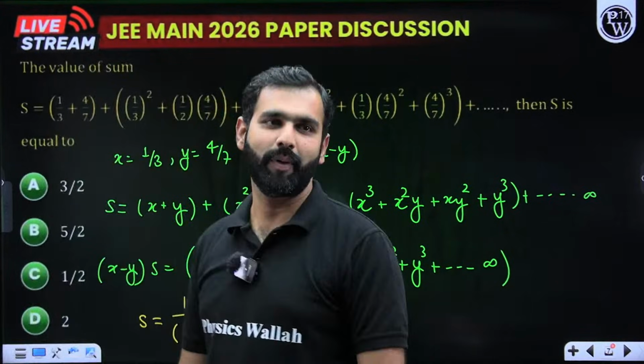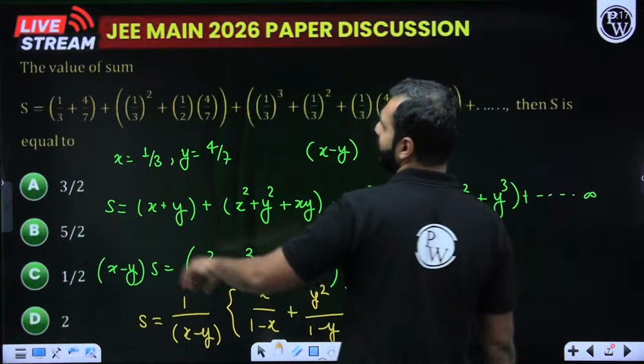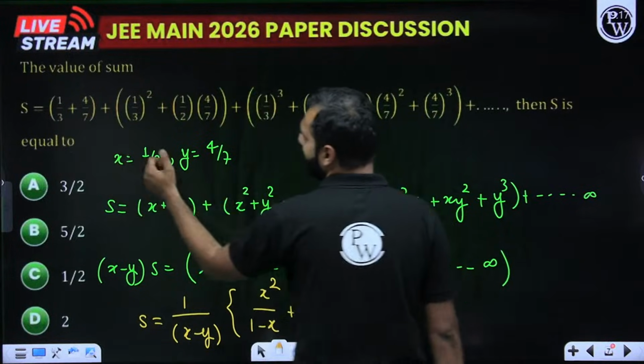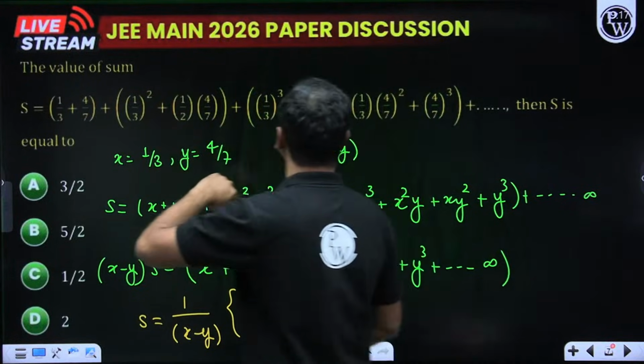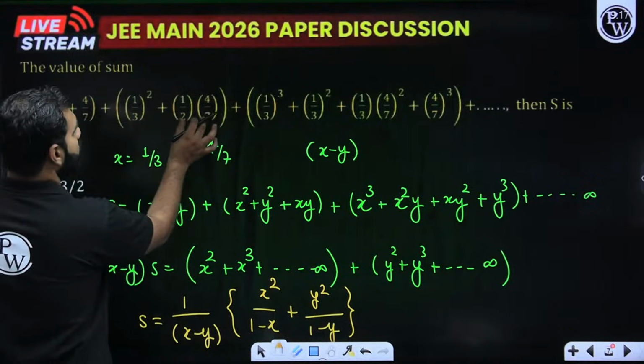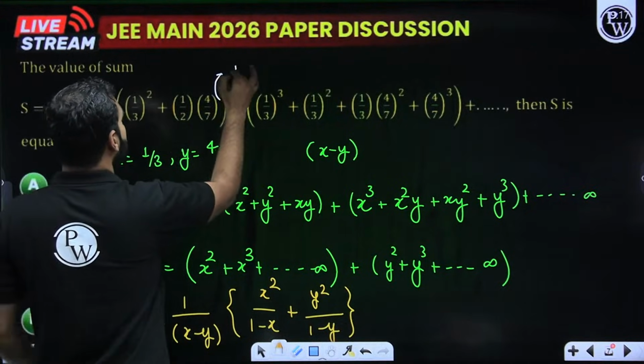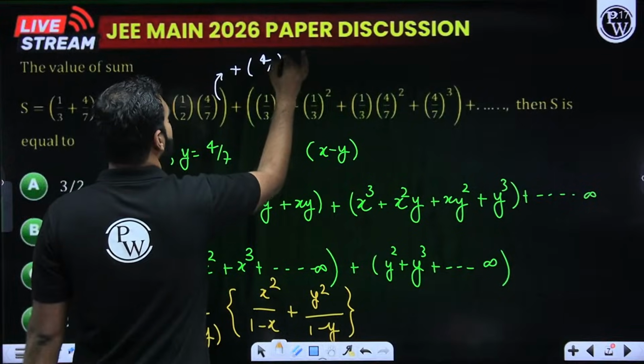How will I solve this particular part here? Please understand, this is here x plus y. I think there is some typing error here. It should have been x square plus xy plus y square. So here it should have been plus 4 by 7 square as well.